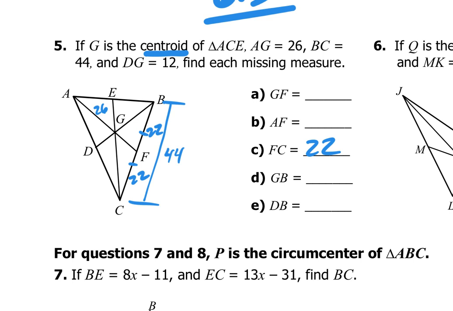The other piece that they give me is DG is 12. All right, so first of all, let's do that one. DG is 12. This is what we talked about yesterday. Anytime we talk about the centroid, we talk about the 1/3, 2/3 relationship. This is 1/3, this is 2/3. The longer piece is 2 times bigger than the shorter piece. So if this is 12, what's BG got to be? 24. Okay, it's going to be 12 times 2.